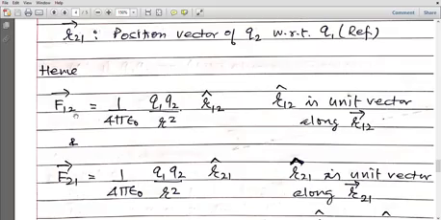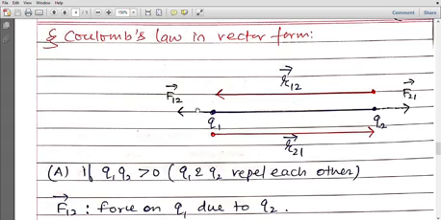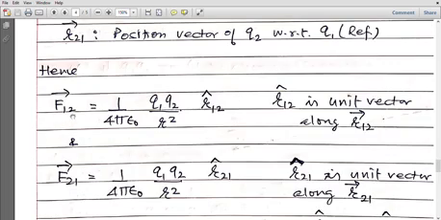Now F12, you can see F12 is in this direction, and the direction of R12 is also the same as F12. So R12 and F12 are in the same direction. So to represent the direction of force experienced by the first charge due to the second, it is represented by unit vector R12. R12 is the unit vector along vector R12.